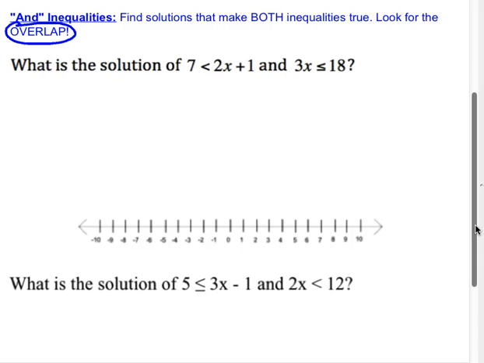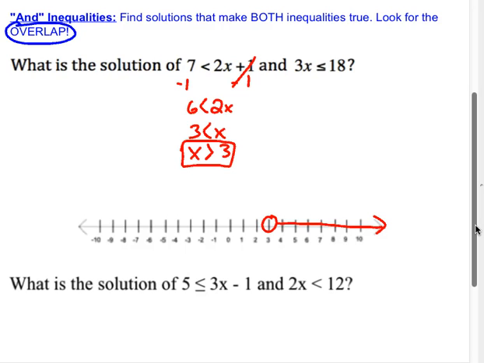So obviously you just have to solve both of them, right? So here, I'm going to subtract 1 from both sides. So 6 is less than 2x. Divide by 2. And now, of course, again, as I always say, it is easiest when the variable is on the left. So let's reverse that, which also reverses my inequality. Okay? So x is greater than 3. So I'm going to graph that. x is greater than 3 looks like that. All right?